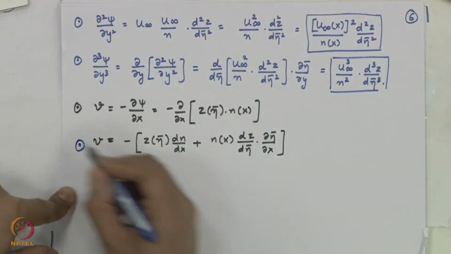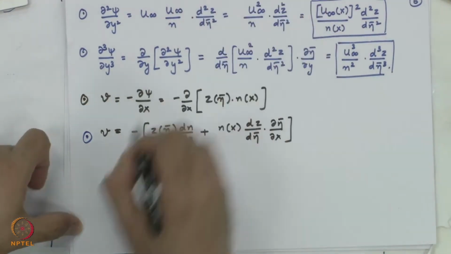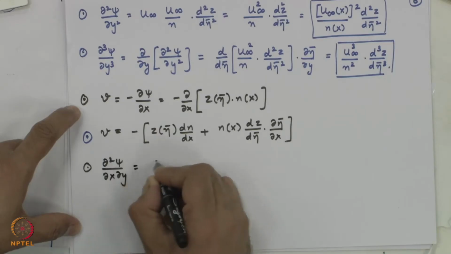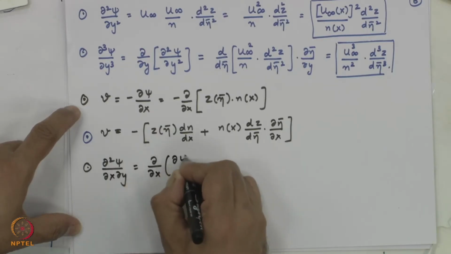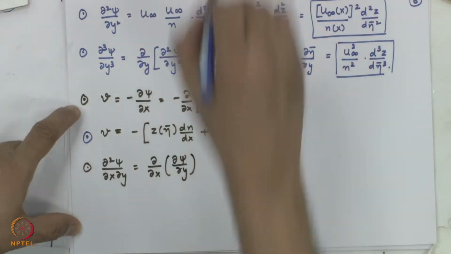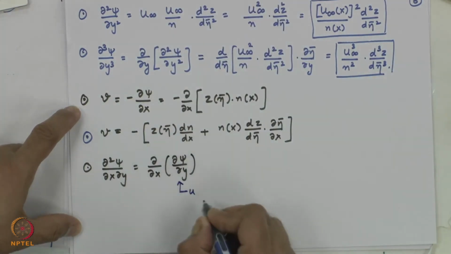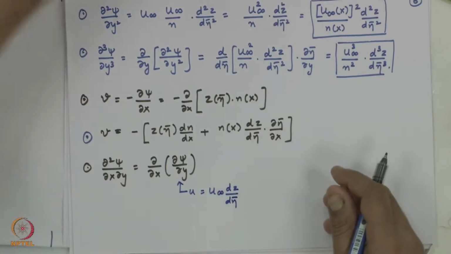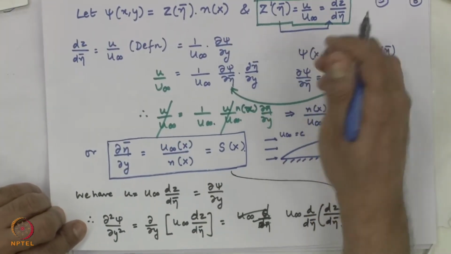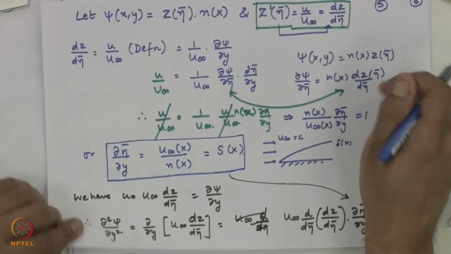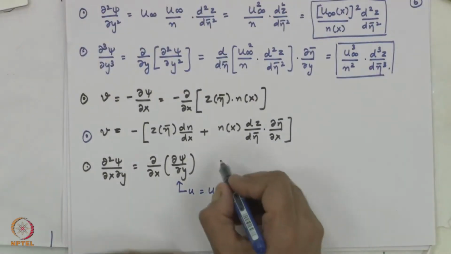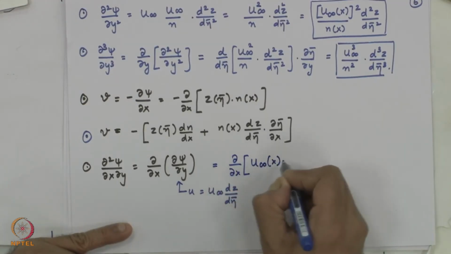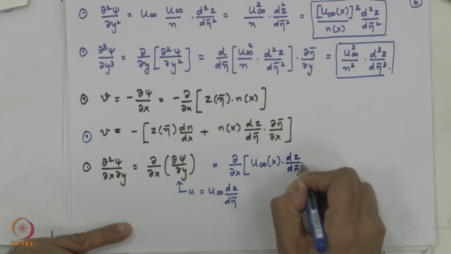So, we will retain this for later use, and lastly we need d squared psi by dx dy, which is nothing but d by dx of d psi by dy. D psi by dy was nothing but u, and what was u? By definition, this is u. This was our definition of u: u infinity times dz by d eta bar. So, I am going to substitute for that here. So, this is d by dx of u infinity, which is a function of x, times dz by d eta bar.